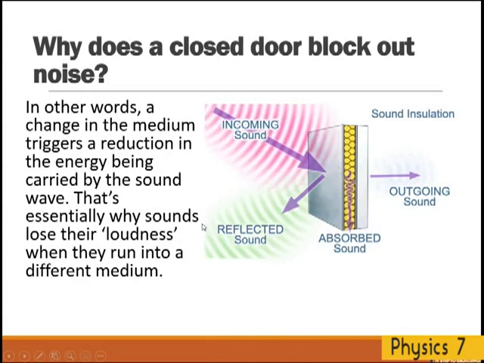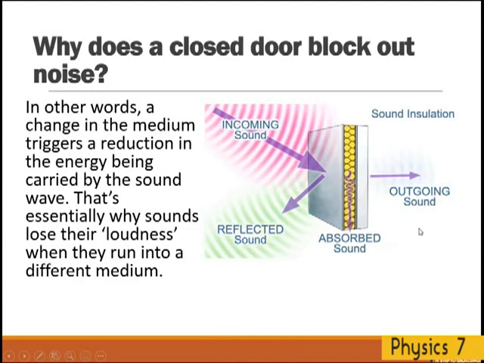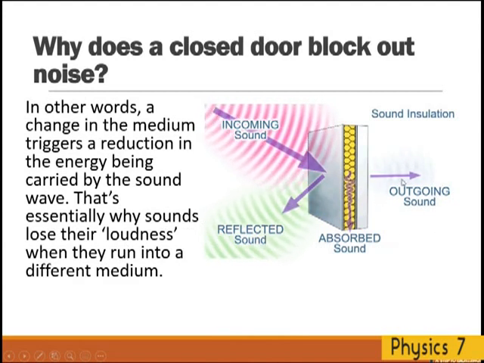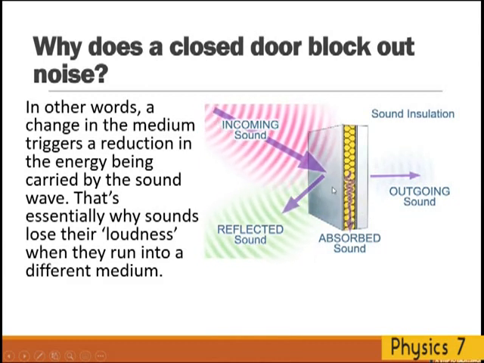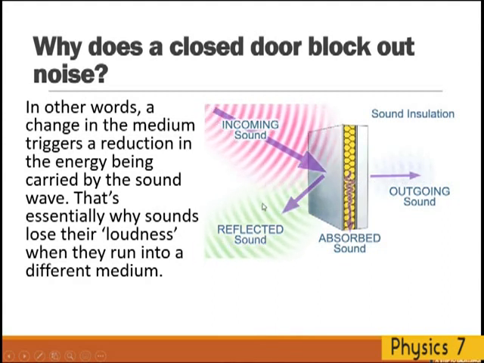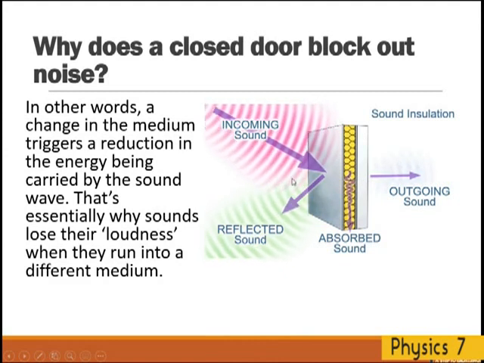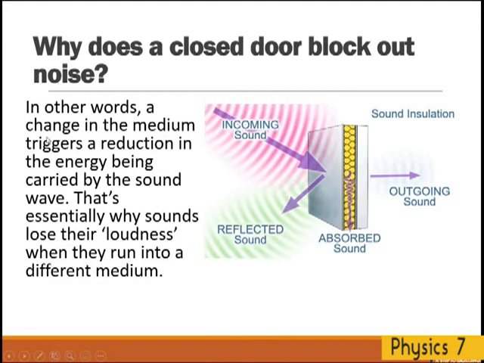And that's why we say sound loses its loudness when it runs into different media. The reason it loses its loudness is that the energy is being diminished. Remember, the energy of a wave is associated with its amplitude, the height of the wave. That means the height of the wave coming out through this wall is going to be a lot less than the height of the wave which goes in, in terms of amplitude. And so that would explain why a closed door blocks out noise.